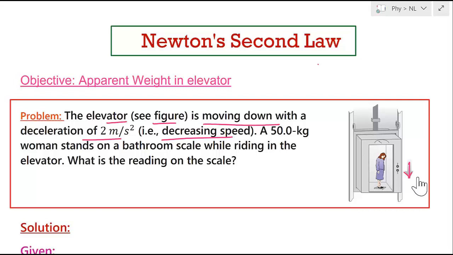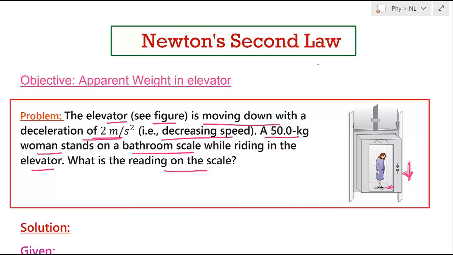In other words, this elevator is going to slow down and finally come to rest. So it is decreasing its speed. The magnitude of acceleration is given, that is 2 meters per second square. A 50 kg woman stands on a bathroom scale while riding in the elevator. So she is inside the elevator, and there is a bathroom weighing scale, and she rides on this weighing scale. What is the reading on the scale? So we have to find the reading on this weighing scale.